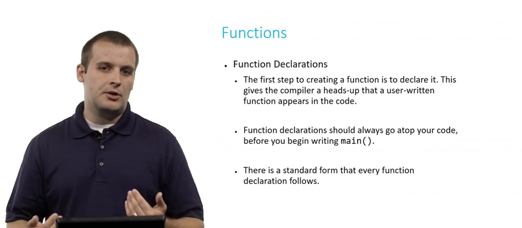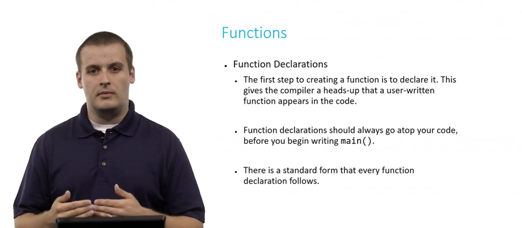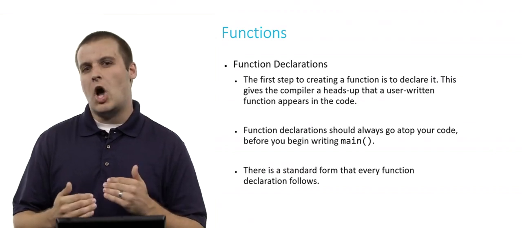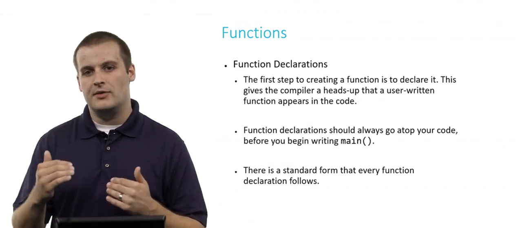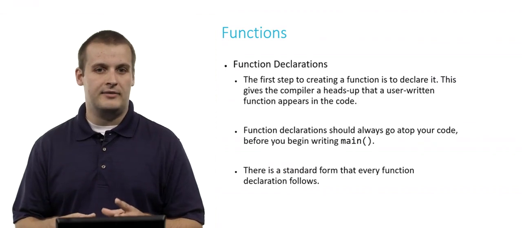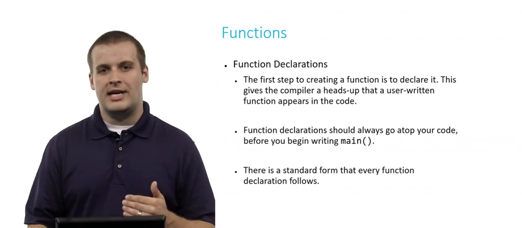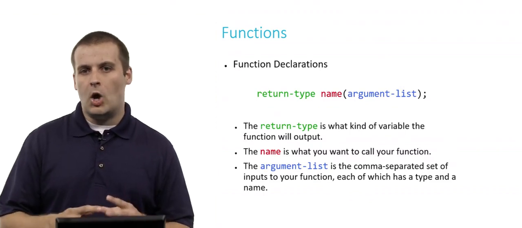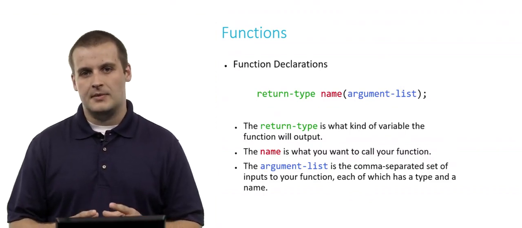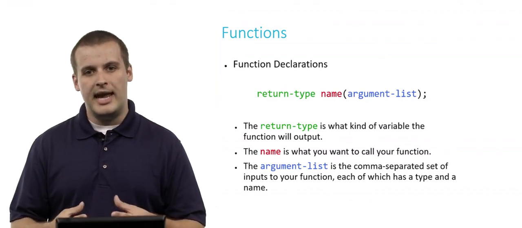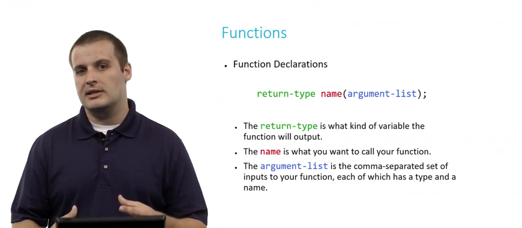Function declarations generally, if you're organizing your code in a way that others will be able to understand and make use of, you generally want to put all of your function declarations at the very top of your code, right before you start writing main even. And conveniently, there's a very standard form that every function declaration follows. They all pretty much look like this. There are 3 parts to a function declaration: return type, name, and argument list.